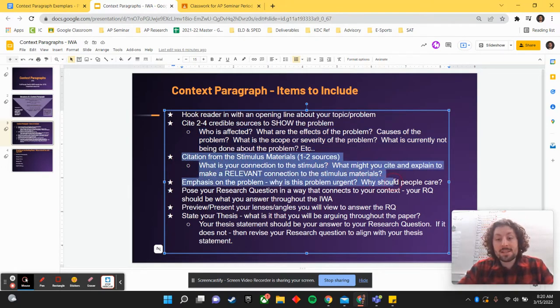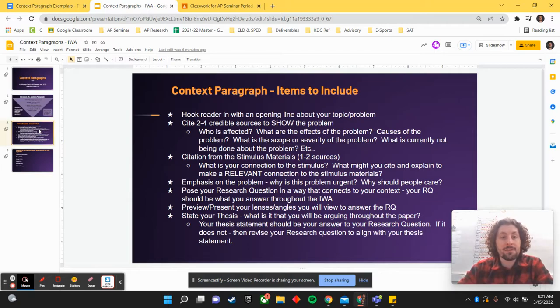You want to see if you can cite the stimulus materials if possible. You know that that is the easiest spot that you can cite the stimulus materials in. And you really want to emphasize your problem, pose your research question, and state your thesis. If you can accomplish all of that in your context paragraph, you'll have done an effective job of contextualizing.